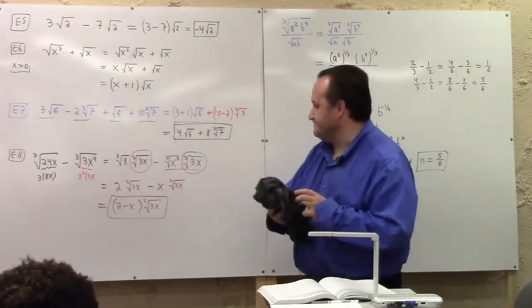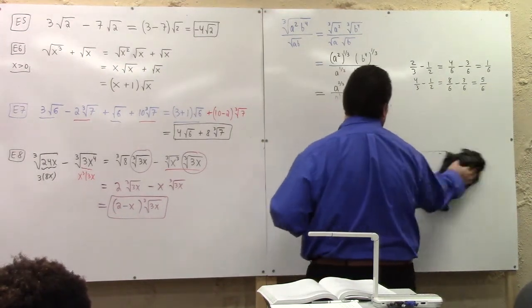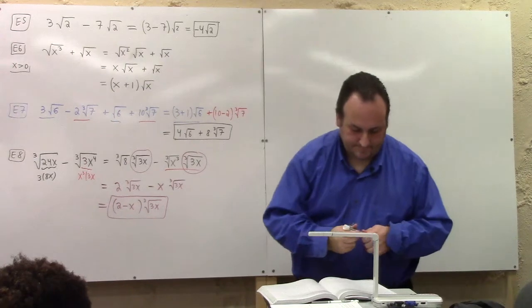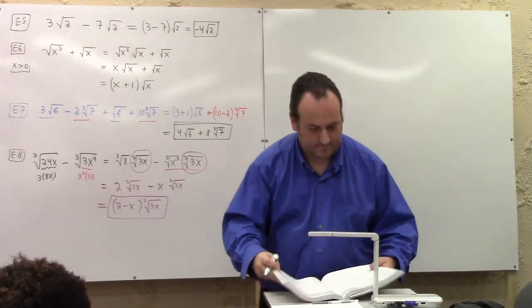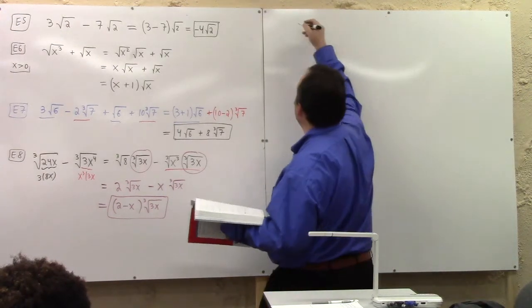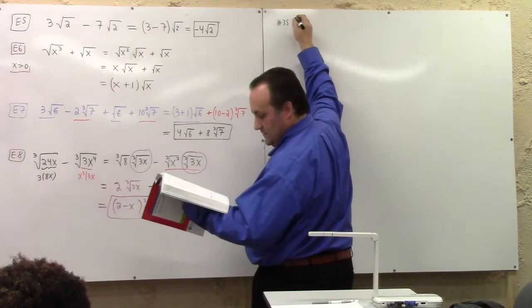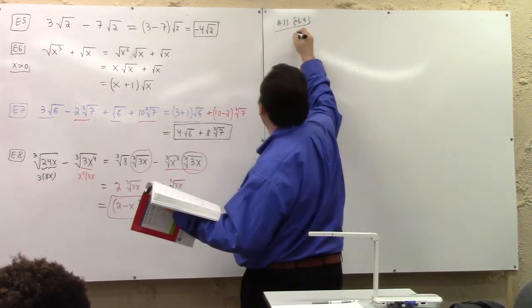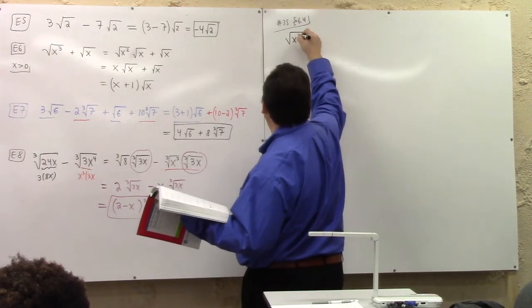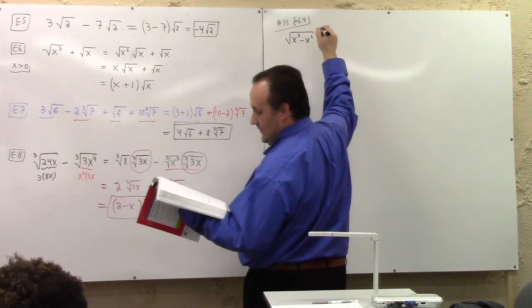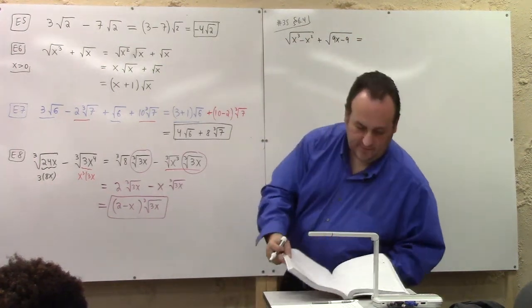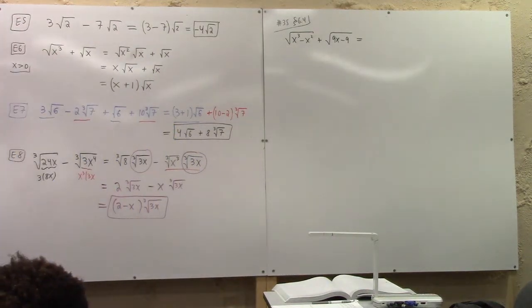Let me look at another one of these. So here we go. This is number 35 from section 6.4. Here we're faced with the square root of x cubed minus x squared plus the square root of 9x minus 9. So guess what we're going to want to do here to see things clearly? We're going to want to factor. You want to do factoring in this case.